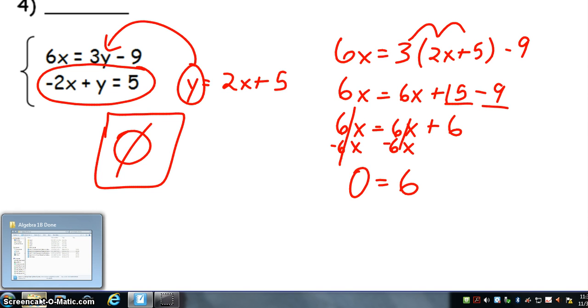So remember, when solving your system, pick one variable, solve for it, substitute it into the other equation, get your answer, and then find the other variable.